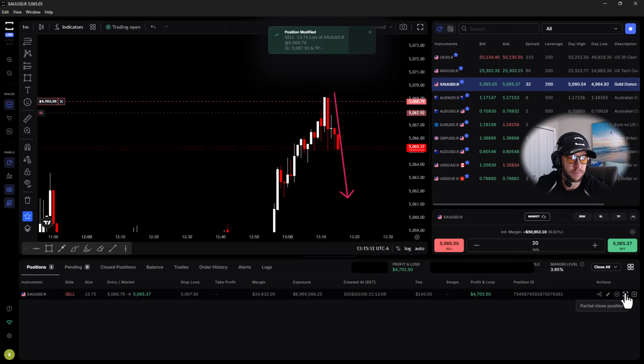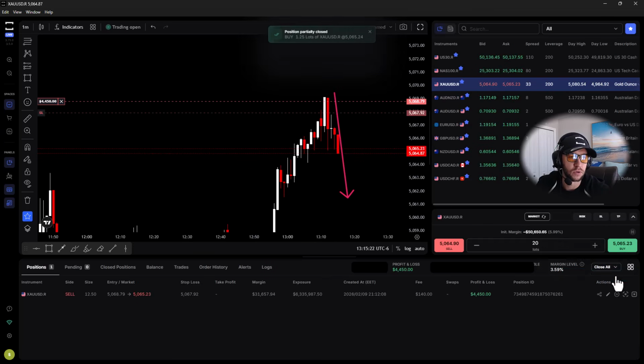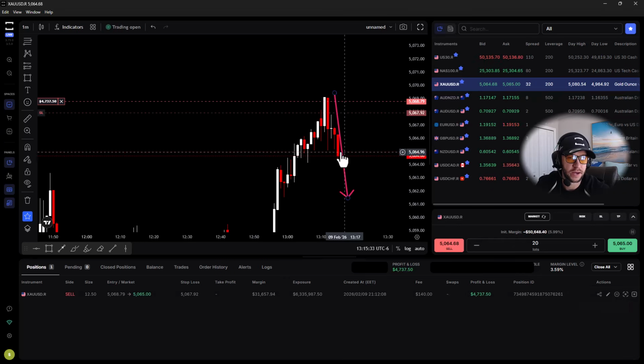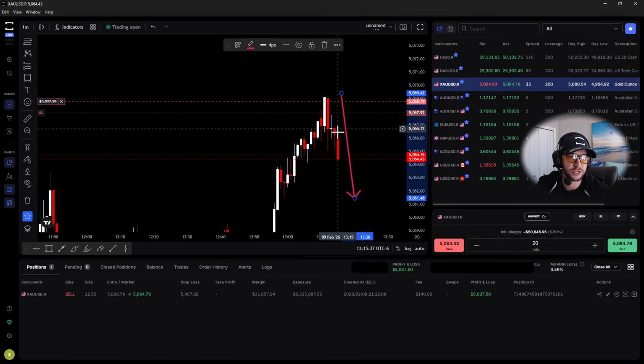Now if I go back to my partial position, again, this is a live trade, I'm up $4,600. So if I go to partial position 1.25, I'm slowly scaling out. Now if we look right here, I'm at 12.5 lots. Again, we took a sell here, so because we took a sell, we're making money as she's selling off.